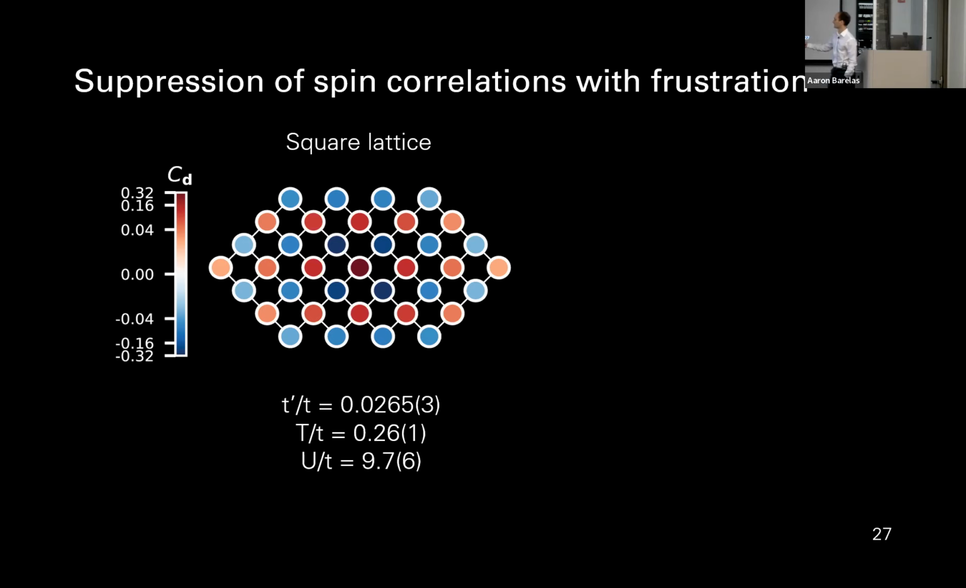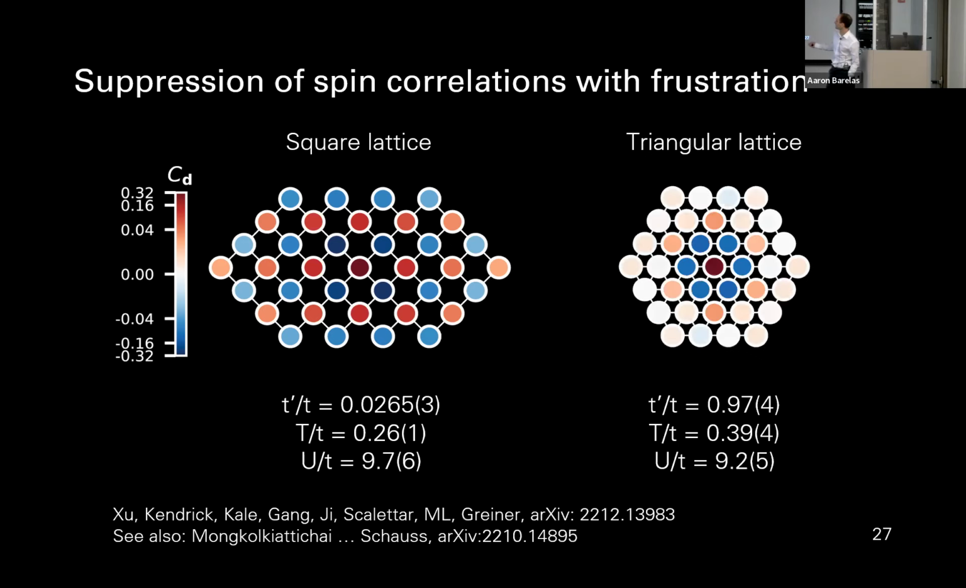As you change the anisotropy towards a triangular lattice, you see that the range of these spin-spin correlations is strongly suppressed. We only have meaningful correlations between nearest neighbors and next nearest neighbors in such lattices, although the temperatures are relatively comparable between these two lattices.